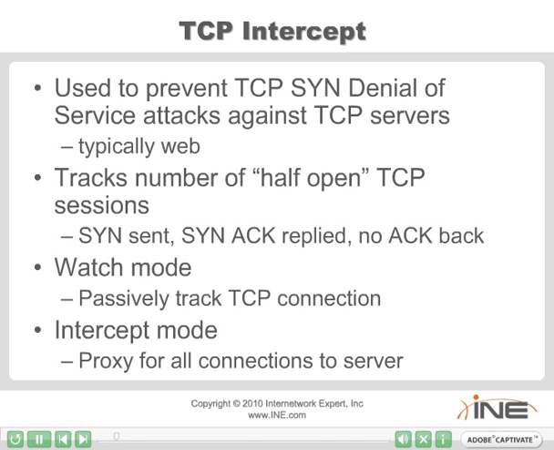TCP Intercept is one of the features we have on the router itself. TCP Intercept is able to prevent denial of service attacks against TCP servers, an example generally being a web server, doing that by looking at the TCP connections and the initiated TCP connections. Now the default mode we have is intercept mode, the router itself acting as a proxy for the three-way TCP handshake. And we do also have watch mode, where the router just sits back and passively watches the connections, but is still able to send out resets if problems occur.